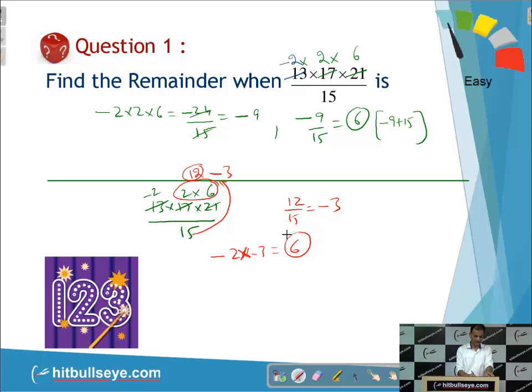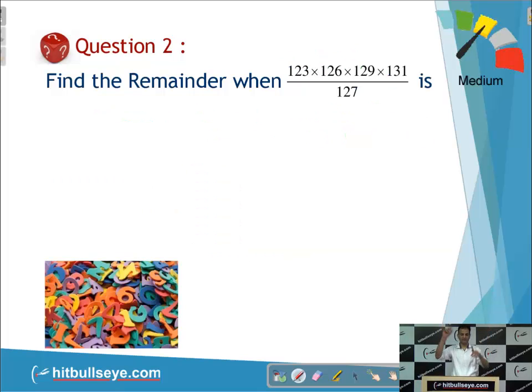Now do another example, students. Find the remainder when 123 into 126 into 129 into 131 is divided by 127. Again you can apply the same concept, students. 123 divided by 127, the remainder will be minus 4. 126 divided by 127, it will be minus 1. 129, the remainder will be 2, and 131 divided by 127, the remainder will be 4.